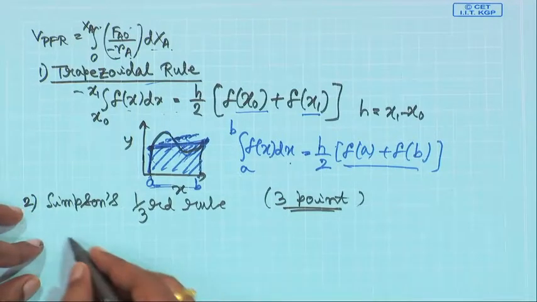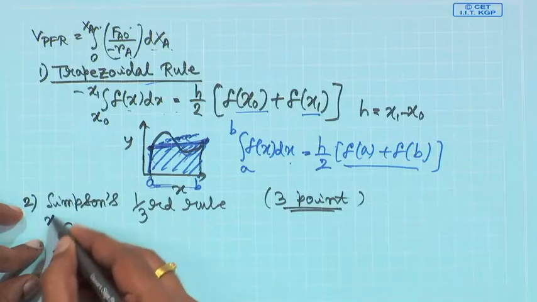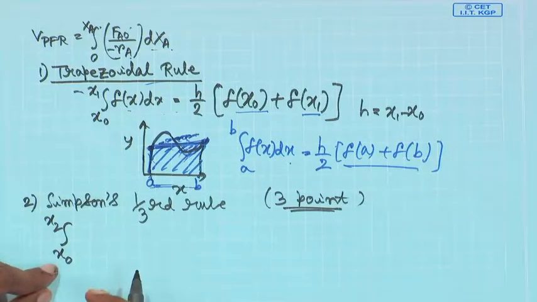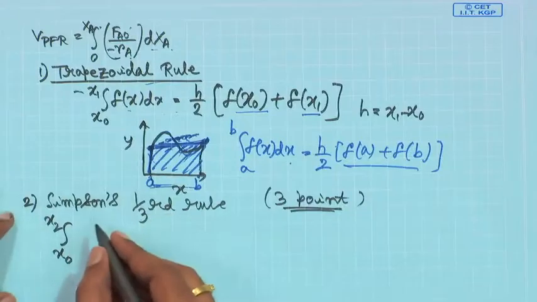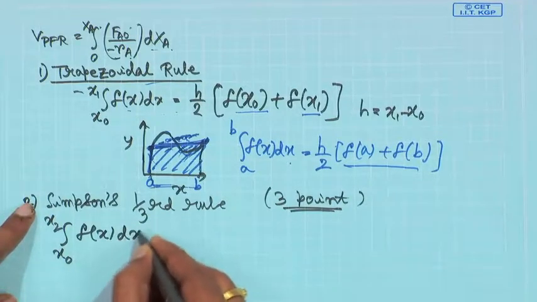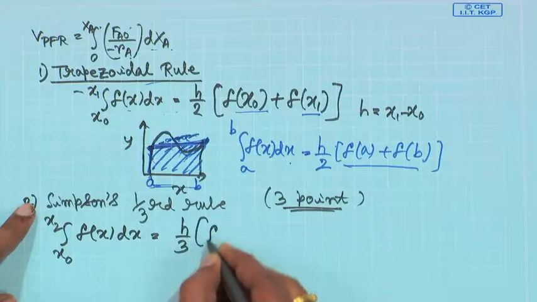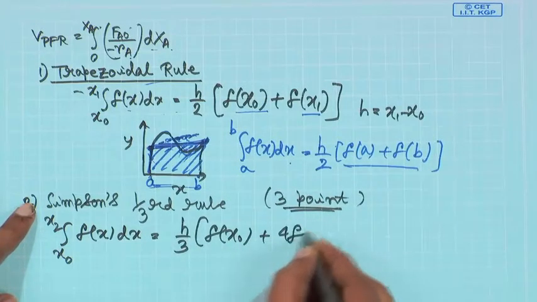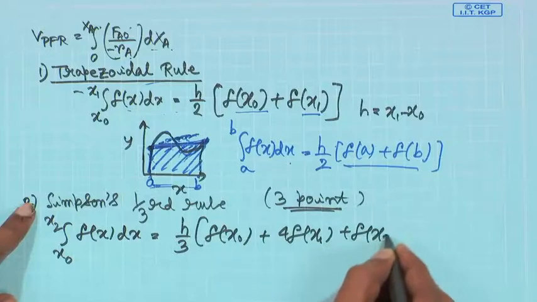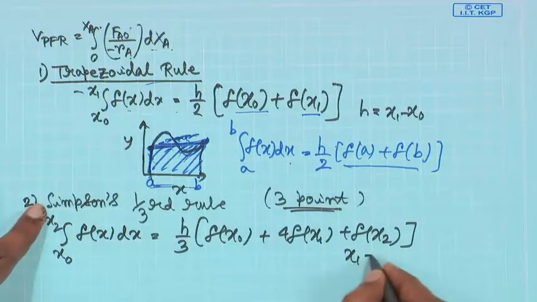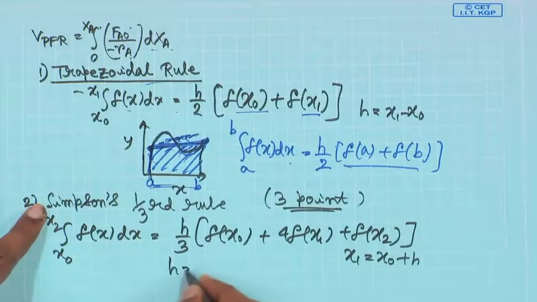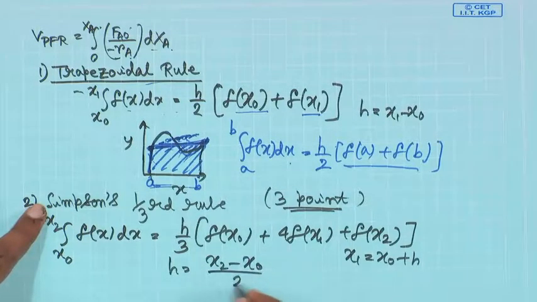So, basically it becomes something like this, x 0 to x 2. So, x 0, x 1, x 2, these are the 3 points. The total interval is 0 to x 2, you divide into 2 intervals, 0 to x 1 and x 1 to x 2, and these are equally spaced. And then the formula that you have is integral f x dx equal to h by 3 into f x 0 plus 4 f x 1 plus f x 2, okay, where x 1 is equal to x 0 plus h and h is equal to x 2 minus x 0 by 2.